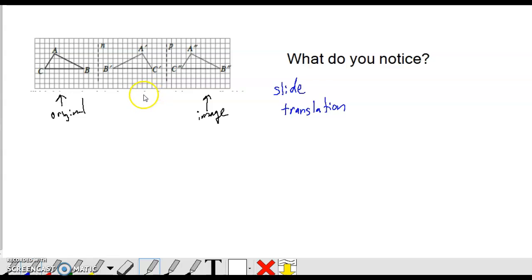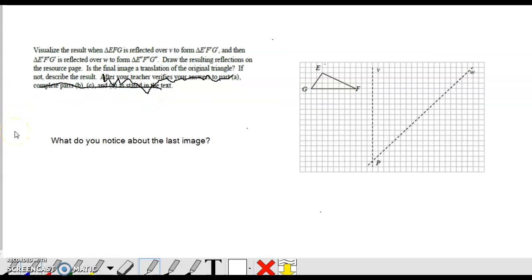So if we reflect over two parallel lines, what's going to happen if we reflect over two lines that are not parallel? Let's see what will happen there. Here's a new image, EGF, and here's the original one. We have two lines of reflection. One is what we're used to seeing, just a vertical line, and the other looks like it's at an angle: line V and line W. We're going to reflect it over twice, and I want you to write down what you notice about the last image.